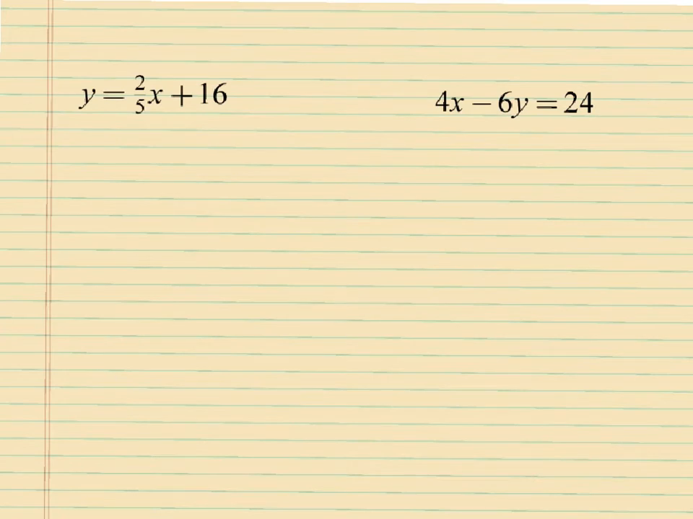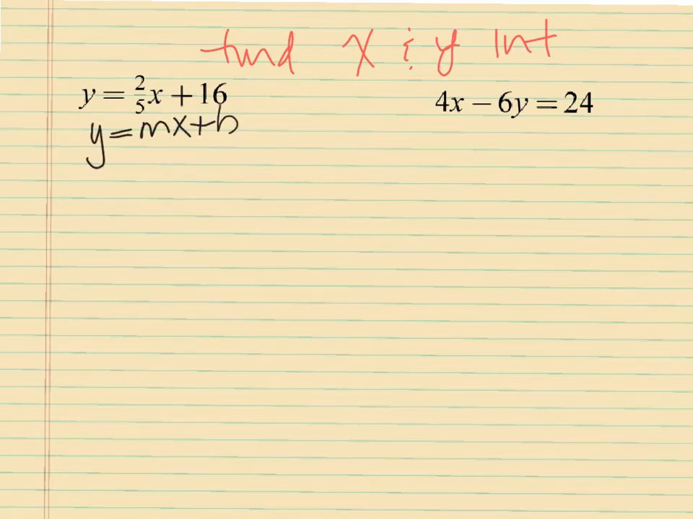Last example, I want you to find... that doesn't look like the word "find" at all... x and y intercepts. So I gave you two different types of equations here. This isn't our favorite form. You guys like this one, the mx plus b form. And then this one is what we call standard form, when x and y are on the same side. I'm showing you two different ways because I like to do these two differently.